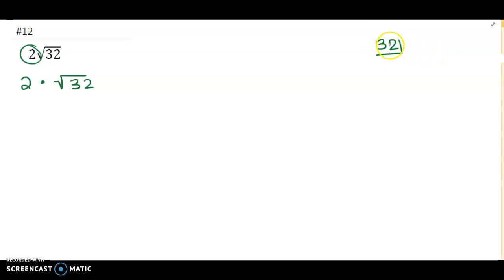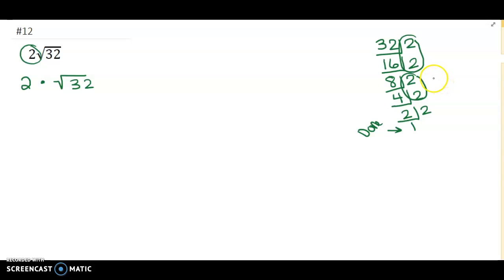Okay, so 2 goes into 32 16 times. 2 goes into 16. 16 divided by 2 is 8. 8 divided by 2 is 4. 4 divided by 2 is 2. 2 divided by 2 is 1. When we get to 1, we are done. Okay, so pair of 2's, another pair of 2's. The pairs come out front, leftovers go in the fridge.